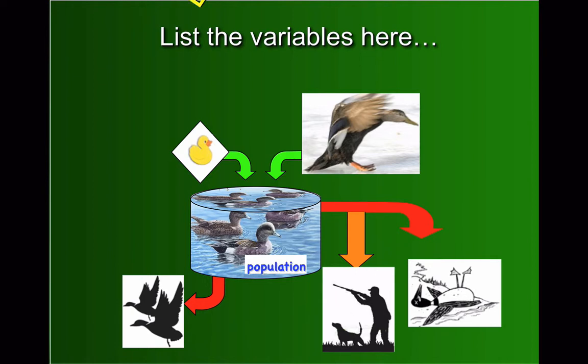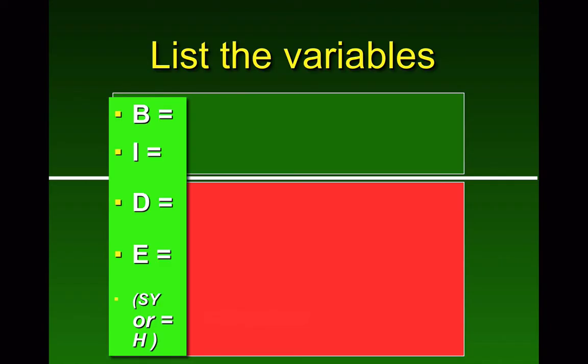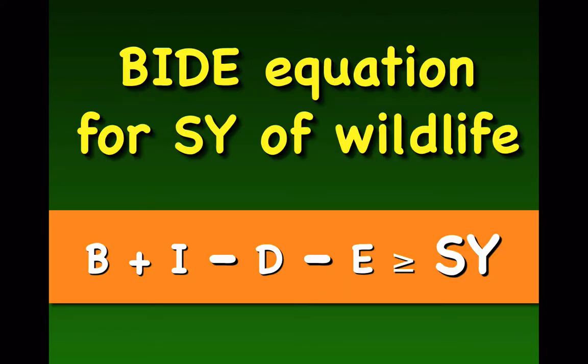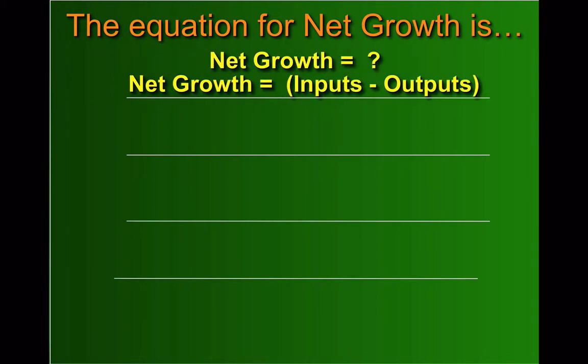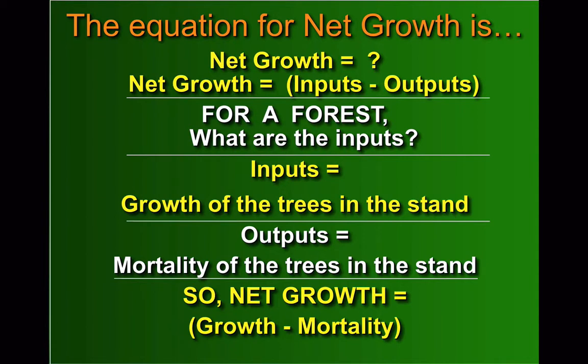many we can cut. So it's a different, oh, well, we have to go through that again. I guess it's going to be a review: natural death, human harvest, and emigration. So, net growth in a forest is just growth minus mortality. And it's the same for fisheries population, unless you have significant in-migration and out-migration for a fisheries population.